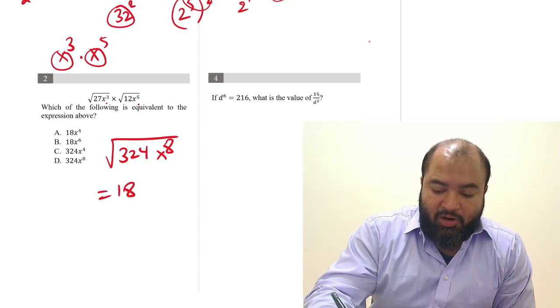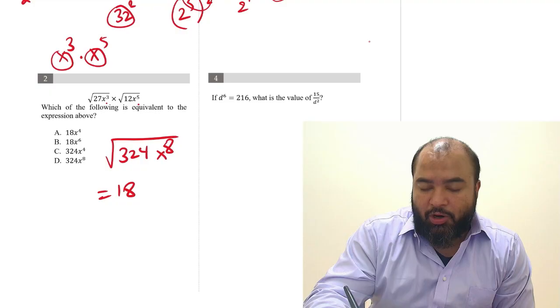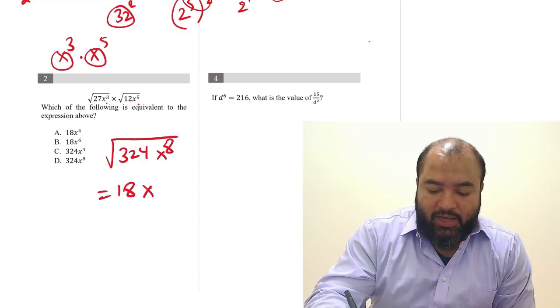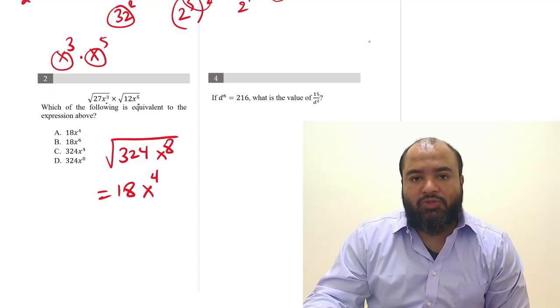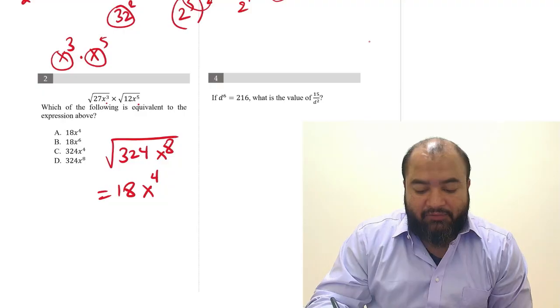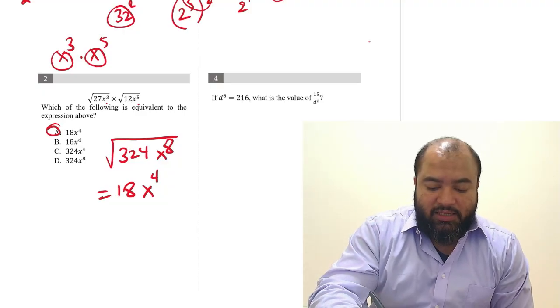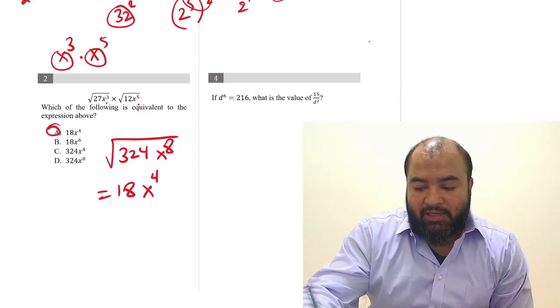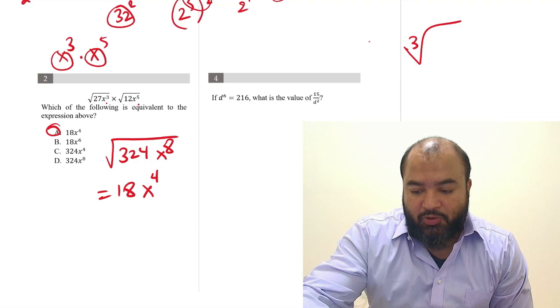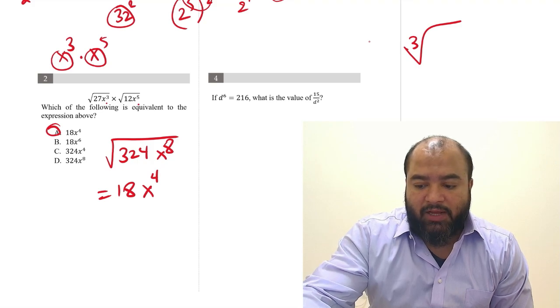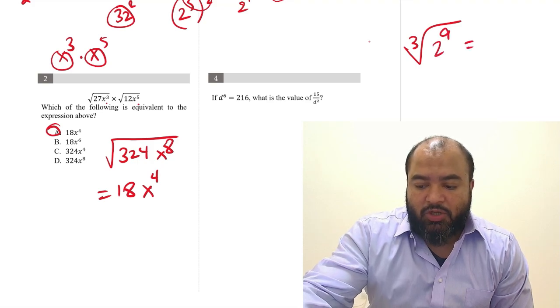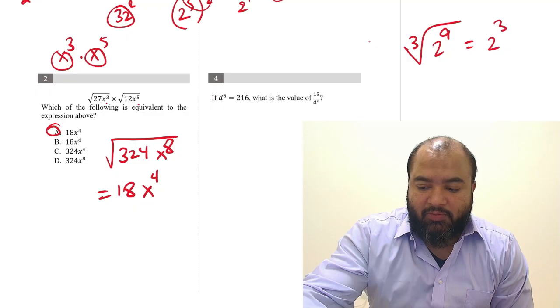But x power 8, when you square root a power, it becomes half. So x power 4. Okay, so square root will make the power half. So which one is the answer? A is the answer. So similarly, if you have a cube root, it will make the power divided by what? 3. So 2 power 9 divided by 3 would be 3.